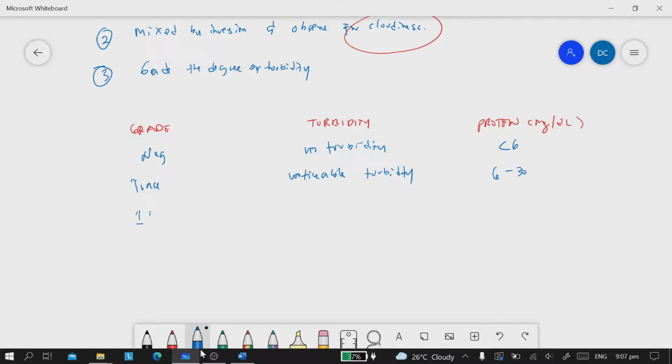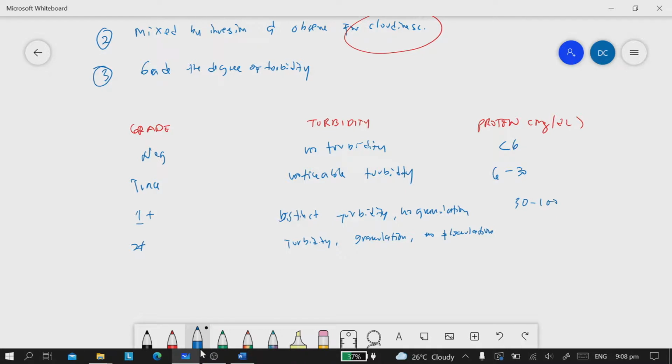When we say 1 plus, by the way, this grading is semi-quantitative. So this will not measure numerically the exact amount of protein, but rather the detection limits for each grading. All right, for 1 plus, this will be distinct turbidity and has no granulation. And the protein is 30 to 100 milligrams per deciliter. Next, we have the 2+. For 2+, it has turbidity, granulation, but with no flocculation.